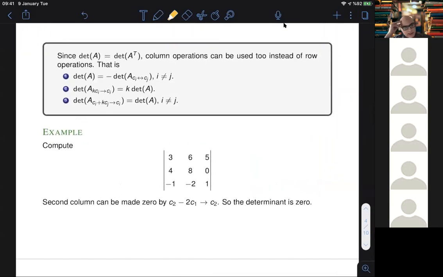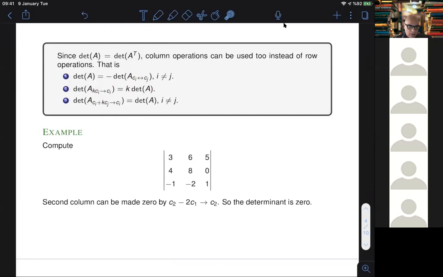In this slide, we are seeing that since the determinant of a matrix and its transpose are the same, we can also use column operations. Instead of row operations, we can use column operations, and they work the same way. Everything we said about row operations is also true for column operations. There's nothing special about rows. Everything holds for columns as well. For example, if I swap two columns, the determinant changes sign. If I multiply a column by a number, the determinant is multiplied by the number. And if I do the third type of column operation, the determinant does not change.